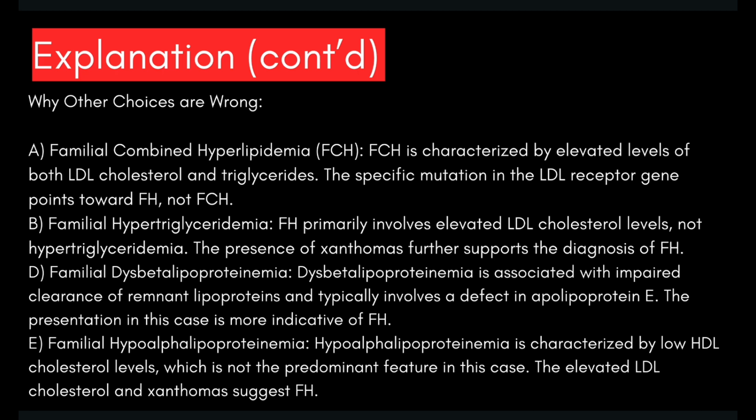Familial dysbetalipoproteinemia. Dysbetalipoproteinemia is associated with impaired clearance of remnant lipoproteins and typically involves a defect in apolipoprotein E. The presentation in this case is more indicative of familial hypercholesterolemia.